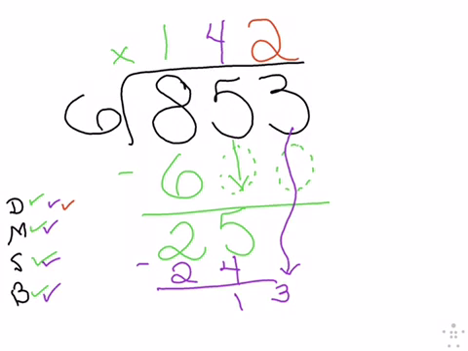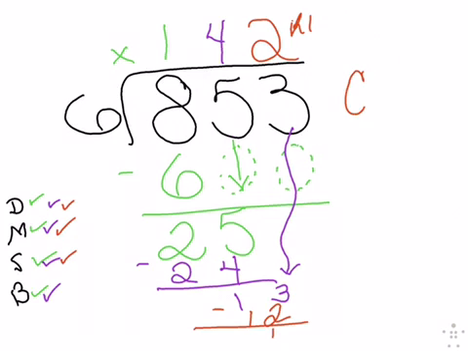I divided. Now we multiply. 2 times 6 is, hopefully you said, 12. I multiplied. Next step, subtract. 3 minus 2 is 1. I subtracted. Last step, bring down. Is there anything to bring down? No, so I am done with my remainder of 1.